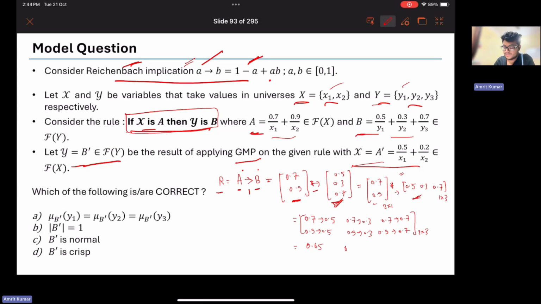And then we compute the elements of the resulting 2 by 3 matrix. So this is how the entries of this 2 by 3 matrix look. And then using the definition of the given implication, I can compute the individual entries. So 0.7 implies 0.5 is 0.65, because 1 minus 0.7 is 0.3, and 0.7 times 0.5 is 0.35. So 0.3 plus 0.35 is 0.65. And similarly, if you compute the other entries, this is what you will get.